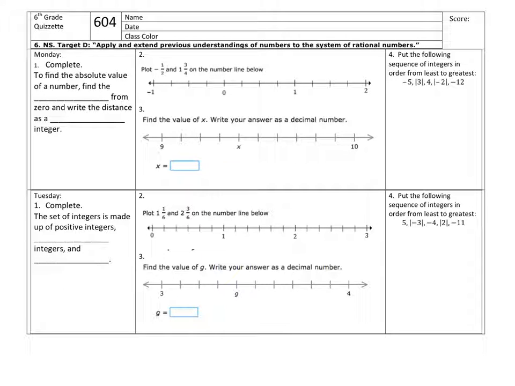Today we'll be watching a video on Quizzette 604. As always, please make sure that you write your last name, comma, first name, today's date, and the class color. Today I'll say that I am purple. So write your last name, comma, first name, today's date, which is the 9th, and the class color. I already said I would be purple.